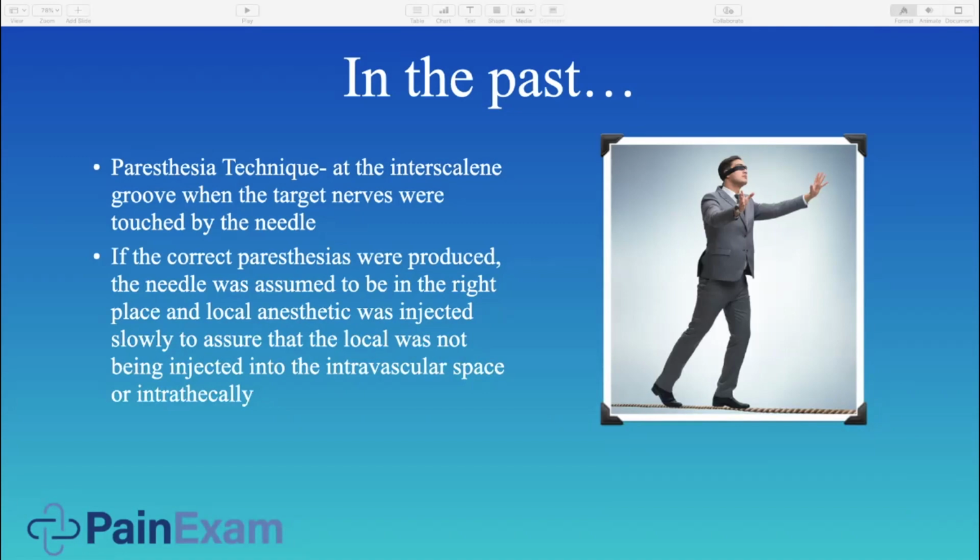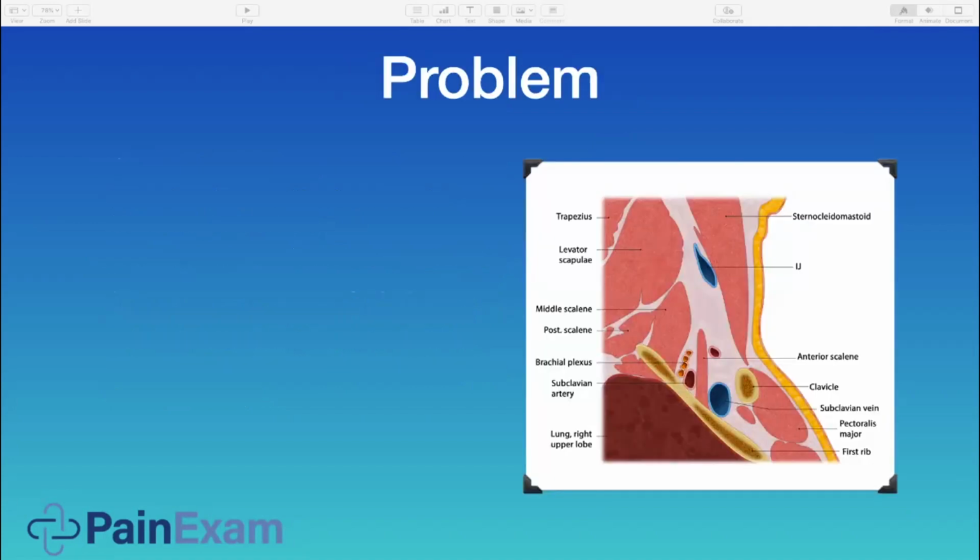So you can imagine doing the blind approach may not be the safest or most accurate way to treat your patient, especially when you're close to a blood vessel or the intrathecal space. And in the interscalene brachial plexus, you're close to both. So this is a parasagittal cross-section where you see the interscalene nerves between the anterior and middle scalenes, subclavian artery, and the subclavian vein.